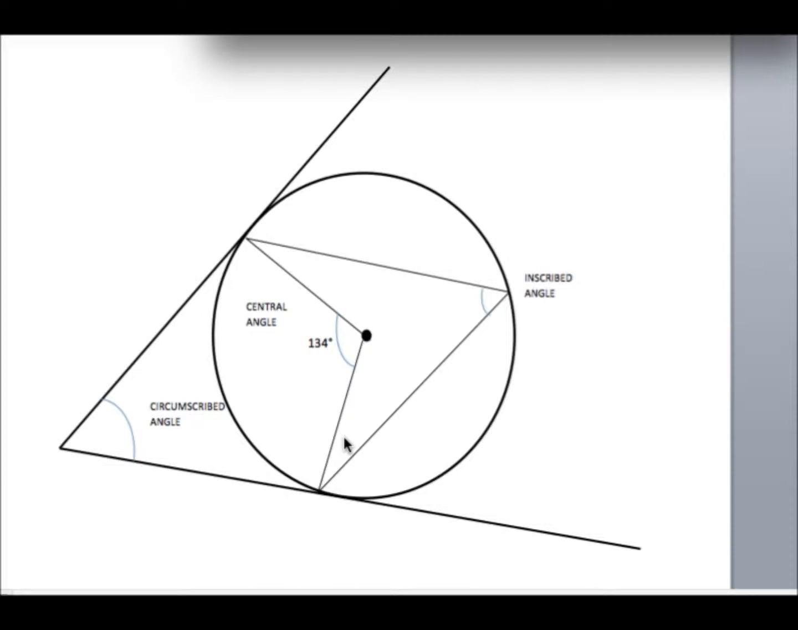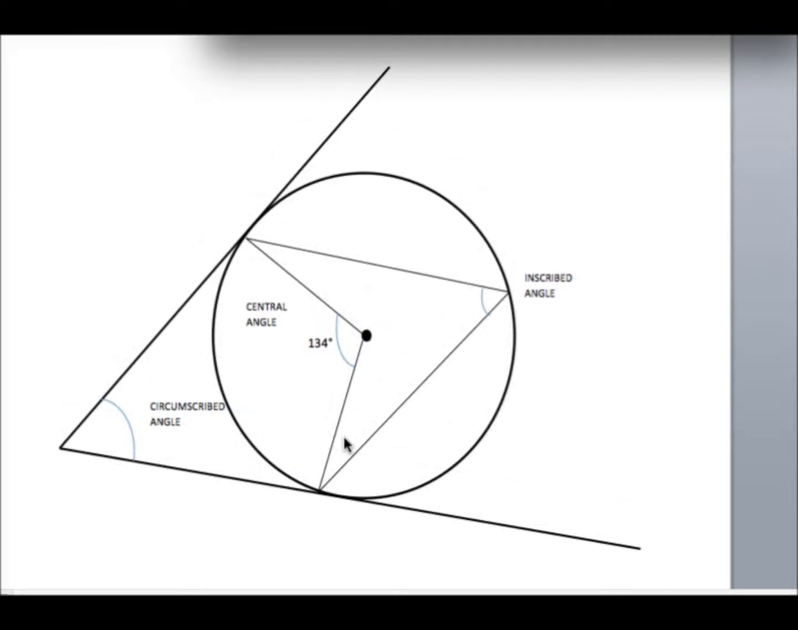It's pretty simple. The inscribed angle is always half of what the value of the central angle is. And the central angle and the circumscribed angle are supplementary. They add up to 180.